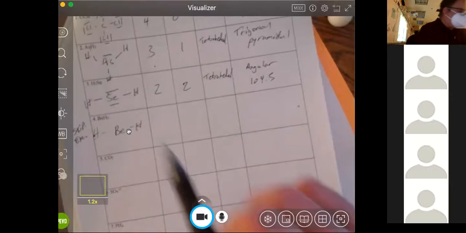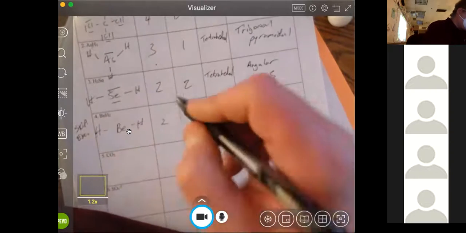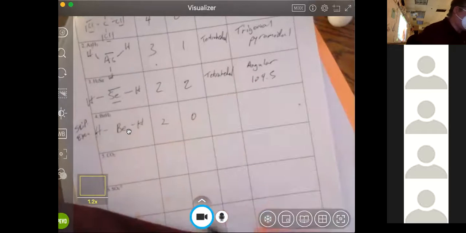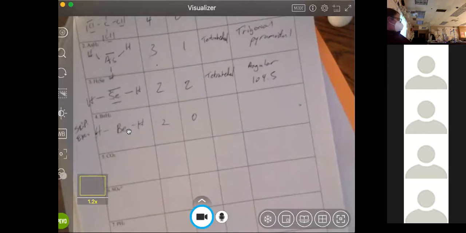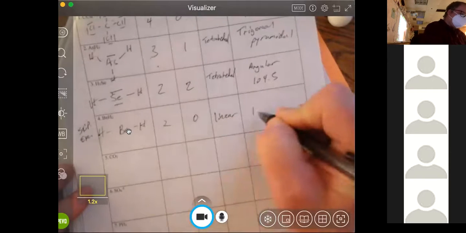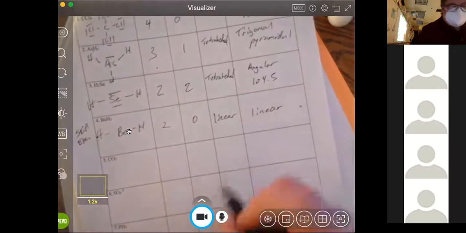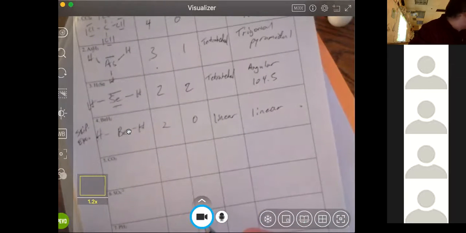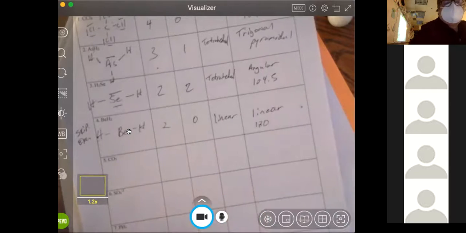So that means that how many atoms are bonded to the Be? That is 2. How many lone pairs do we have? 0. What has 2 bonded atoms and 0 unshared pairs? What is the shape of that? That is linear. And what is the shape, or what is the angle of linear? Straight line has what angle? 180.